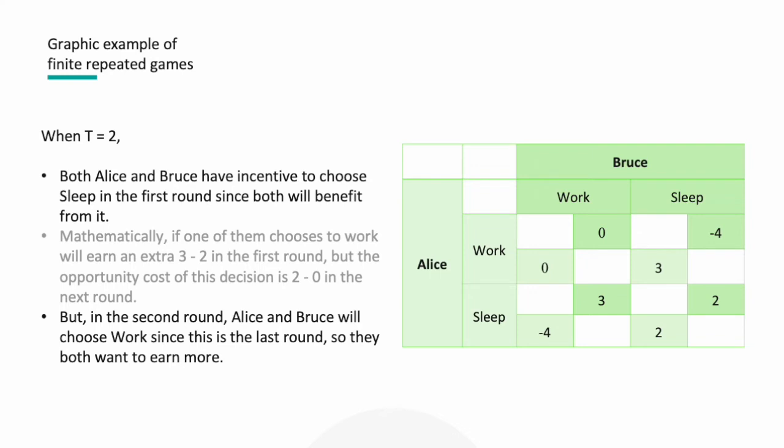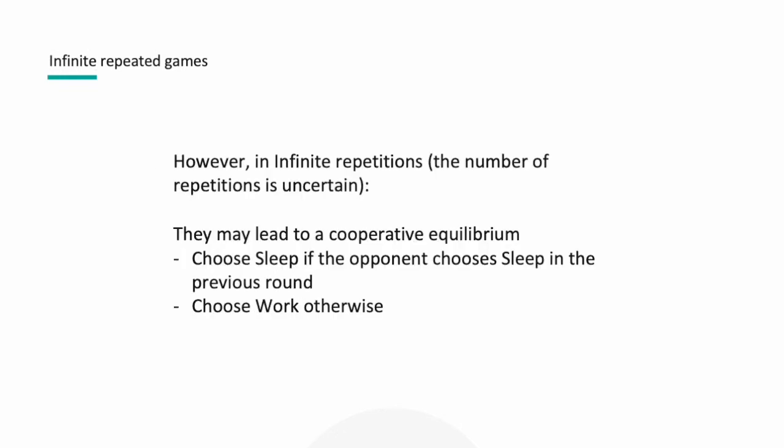But if they are both rational players, they will both pick work in the second round. The reason is that the second round is the last round of this game, which means that both Alice and Bruce will maximize their own profit in the last round. So, is that going to be the same if it is an infinitely repeated game? The answer is no, because in infinitely repeated games, or when the number of repetitions is uncertain, competitors may lead to a cooperative equilibrium.